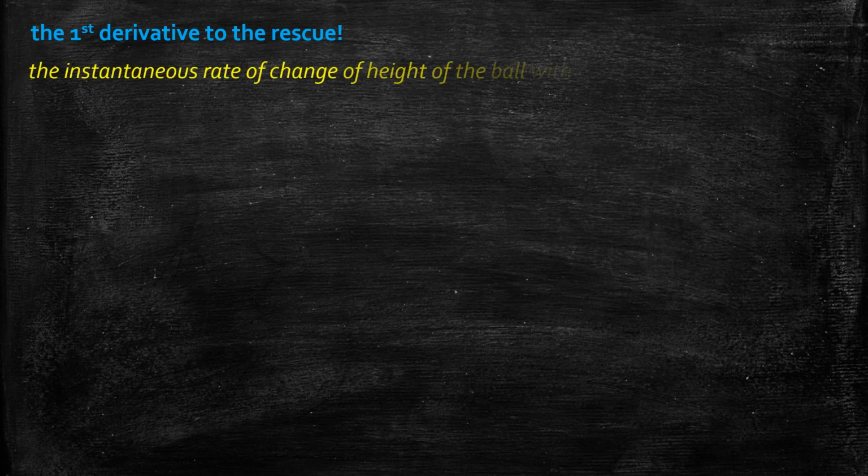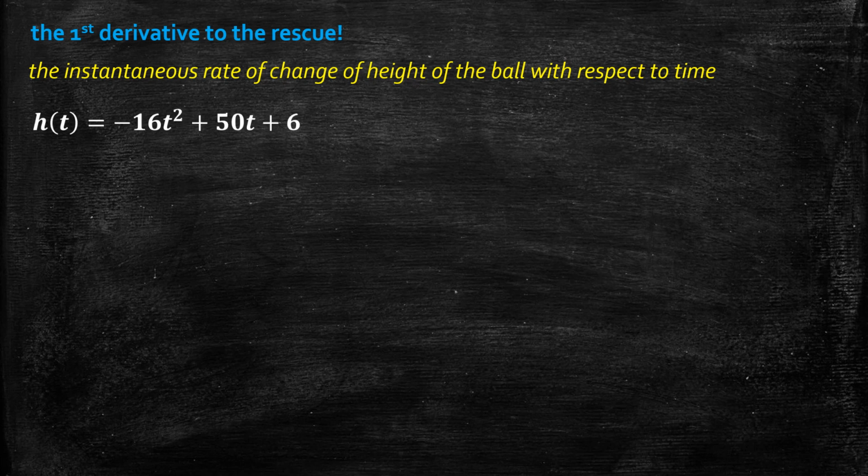So let's get some calculus going here with the first derivative to the rescue. Now, what would the first derivative of the height function be with respect to time? So think about it, the instantaneous rate of change of height of the ball with respect to time. Well, that's none other than velocity. So let's take the first derivative here. We're going to call it h prime or v. So h prime of t is the velocity function.